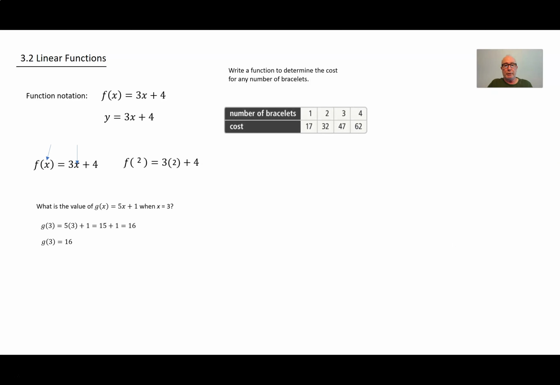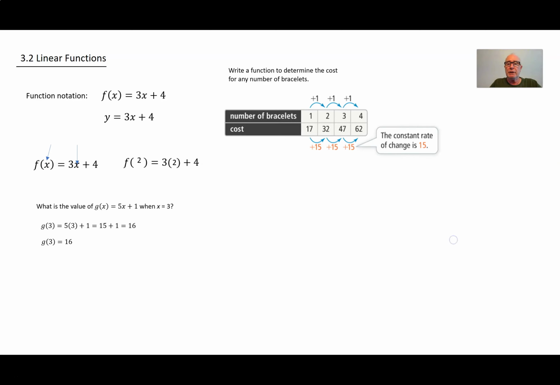Now, we also want to be able to write a function when we're given data. So here's some data, and we want to write a function to determine the cost for any number of bracelets. We can see one bracelet costs $17, two bracelets cost $32, and so forth. So we want a function to represent this. Now, we can see for every change in x, we're only going up 1. The y values, the cost, are going up by 15 every time. 17 plus 15 is 32. 32 plus 15 is 47, and so forth.